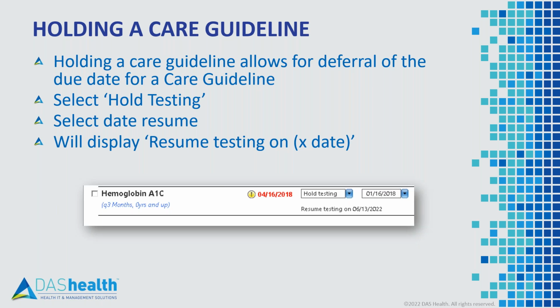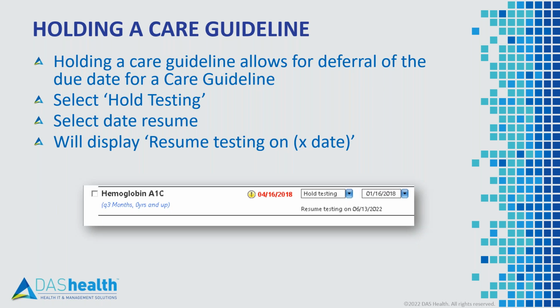Another option that we have for our status, again, clicking that blue arrow next to the status box, is hold testing. So basically this allows you to defer the due date of a care guideline. So I would come in here and I would select hold testing, and then it's going to give me a pop-up calendar, and I can choose whatever future date that I would like. So whether that be a month, a couple of months, a year, whatever the case. And then it will show, as you can see here, resume testing on, and then whatever future date I selected.